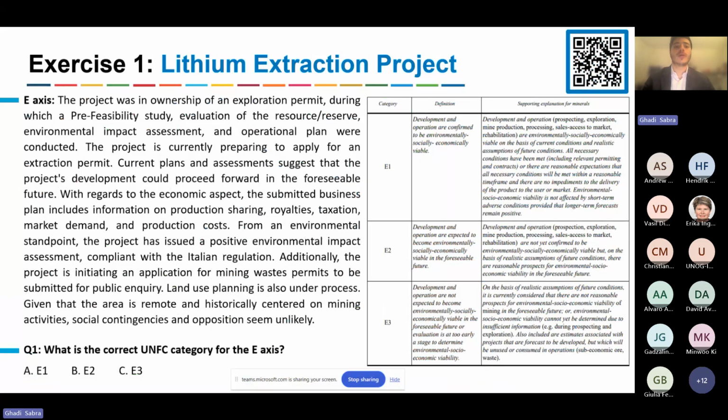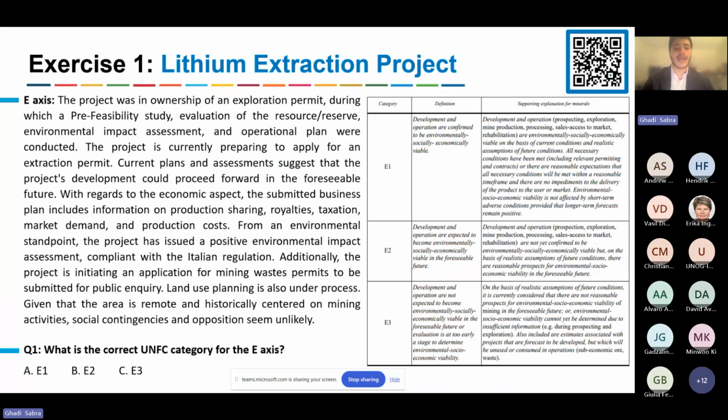So the project was in ownership of an exploration permit, during which a pre-feasibility study, evaluation of the resource/reserve, environmental impact assessment, and operational plan were conducted. The project is currently preparing to apply for an extraction permit. Current plans and assessments suggest that the project's development could proceed forward in the foreseeable future.